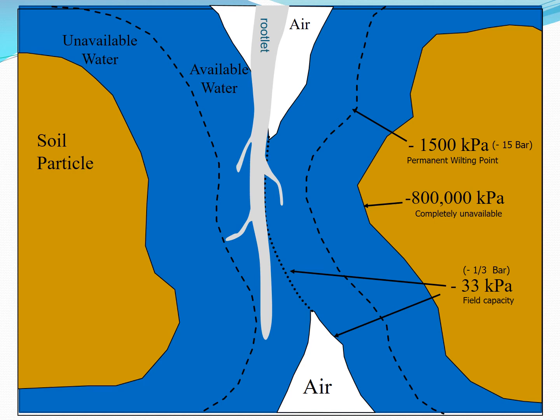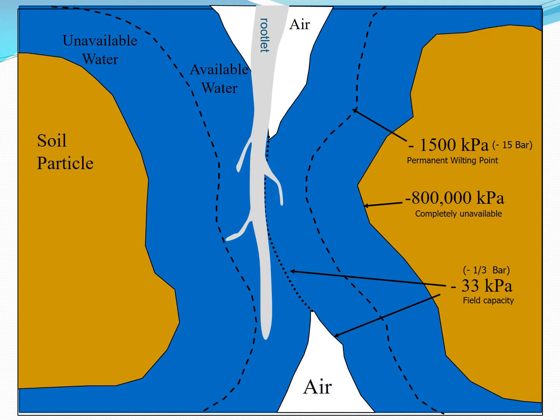Right now we're not saturated. There's still a little bit of air, so we're actually at field capacity here. We've got negative 33 kilopascals to move water, and the plant root's all happy because it can get water and it can still breathe, and things are going good.